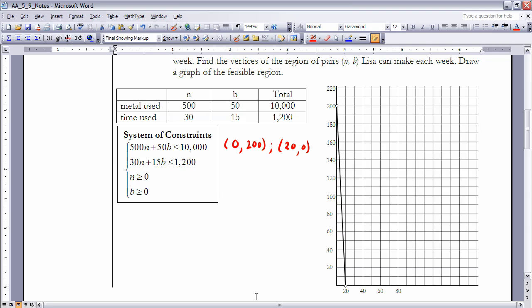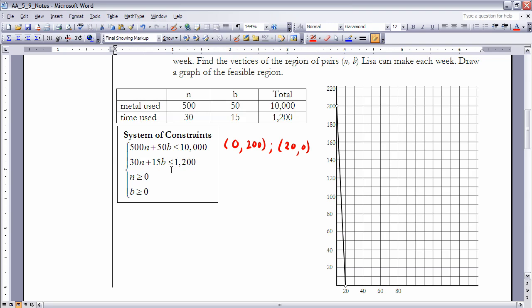And when n is 0, b would have to be 200, and when b is 0, n would have to be 20. So my two ordered pairs would be 0, 200, and 20, 0. So I'm going to plot and graph that line using those x and y intercepts. Okay. Then I'm going to do the same thing with this equation right here.